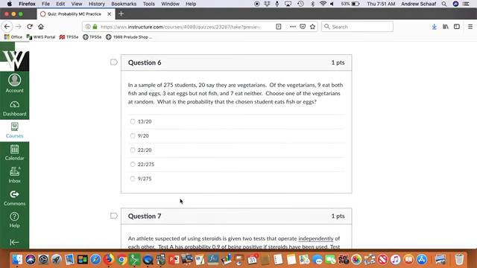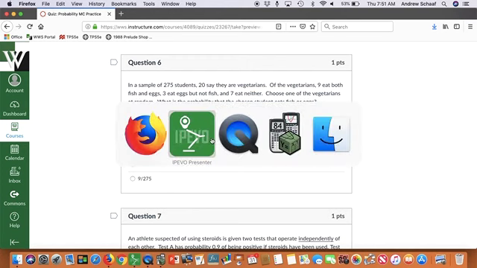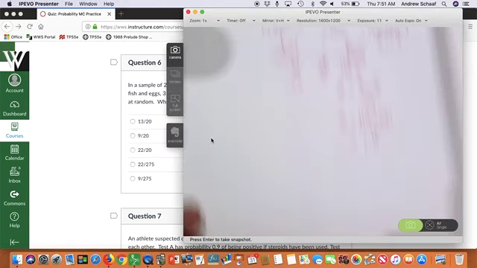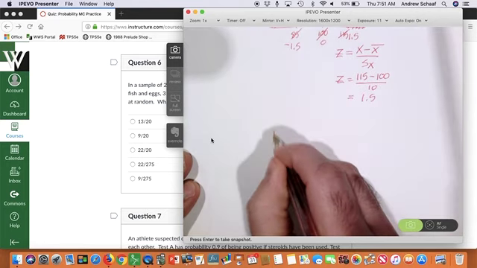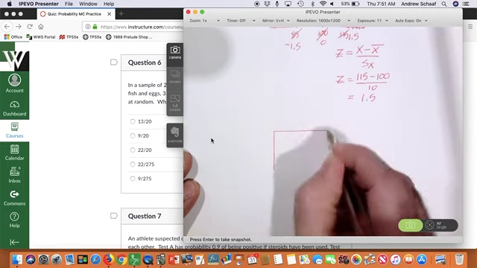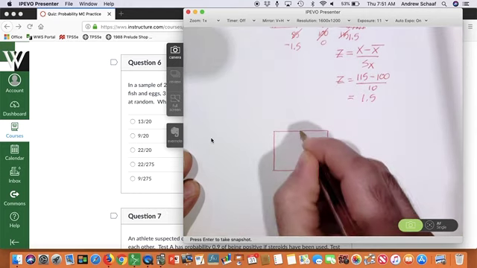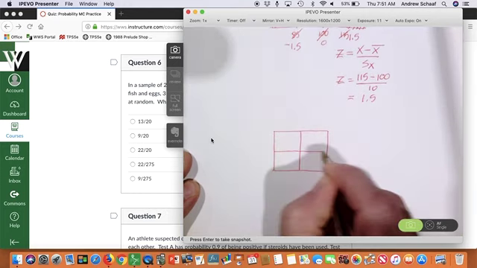So question number 6, this is an interesting question because the 275 students is really not necessary to answer the question. What I care about is that 20% of them are vegetarians, and then it would really help to organize the information about these 20 people into a table, because I'm interested in whether or not they eat fish and whether or not they eat eggs. So let's draw a picture. Let's draw a diagram for this. So here, I've got 20 observations. There are only 20 people to organize into my table here.